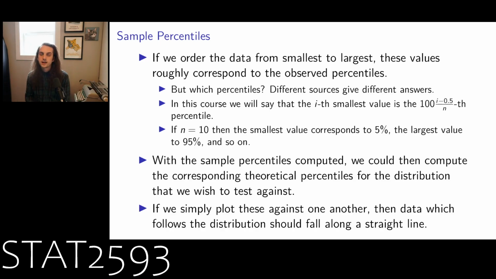Now, instead of just comparing the differences, what we do instead is we plot them. We say the lowest value has a certain value, and the 5th percentile from the theoretical distribution has some value. And because we expect that they'll be equal to one another, or at least some constant linear relationship away from one another, if they're falling on a straight line, then we say that the distribution fits well.